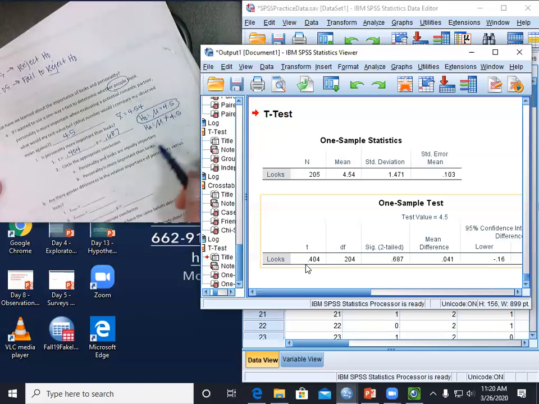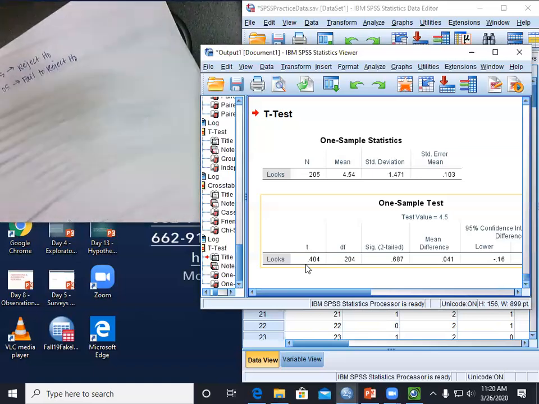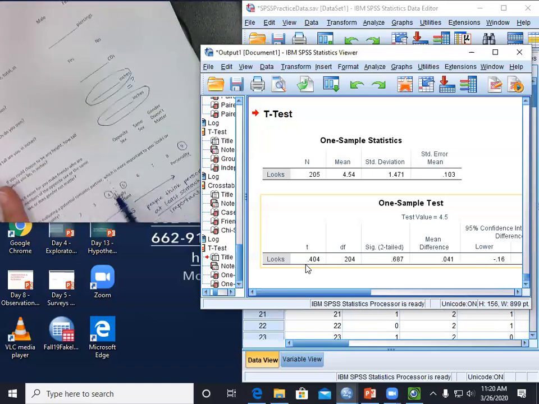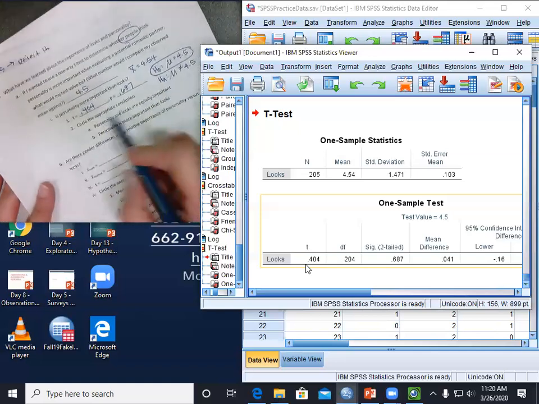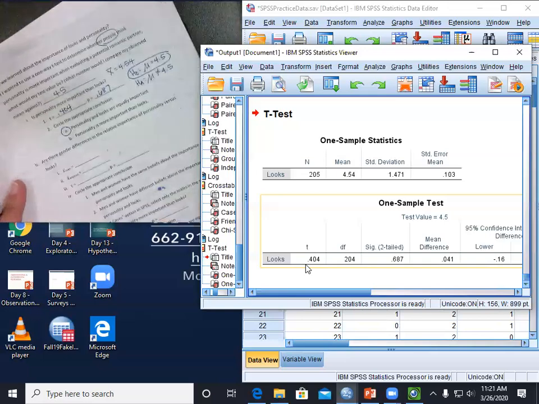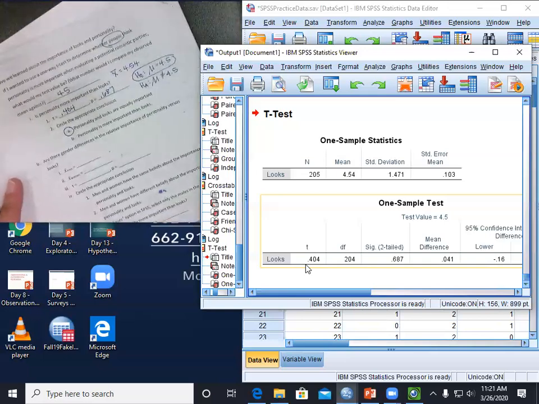So reading this, we think at the population level, the mean of this question is 4.5, which means that at the population level, students think that looks and personality are equally important, right? Personality and looks are equally important. How politically correct of them, right?